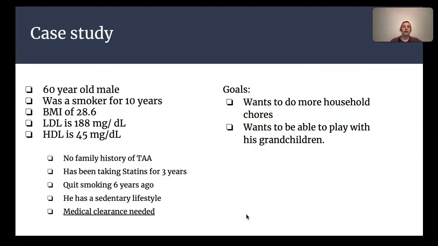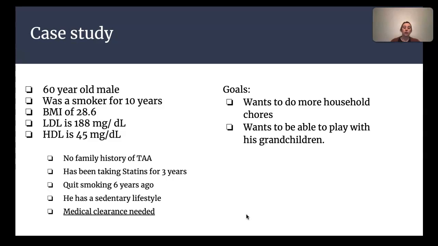So for my case study, I spoke with my client, who was a 60-year-old male. He was a smoker for 10 years. He has a BMI of 28.6, an LDL of 188 milligrams, and an HDL of 45 milligrams. After speaking with my client, I was able to gain more knowledge about his family history, which is that he has no history of TAA, and his exercise history, which is a very sedentary lifestyle.